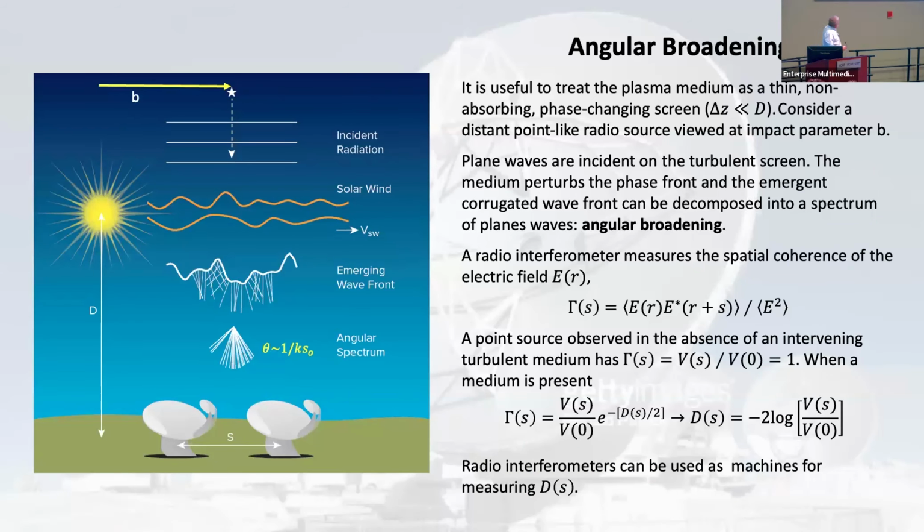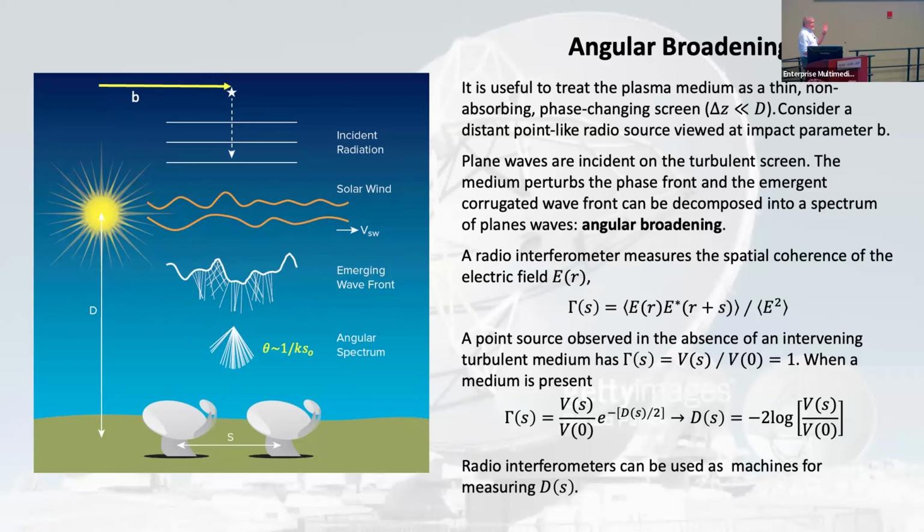Okay, I'm going to now segue into the next to last part of the talk, namely using these phase statistics to learn something about the solar wind or the corona. And I'm trying to give you some intuition as to how this works. If we think of a background source, a quasar, way far away, the incident radiation is just plane waves. You have the solar wind, which we're going to think about as a thin phase changing screen. And so the plane waves, the phase is changed in a transverse dimension. And so what comes out is this corrugated wavefront.